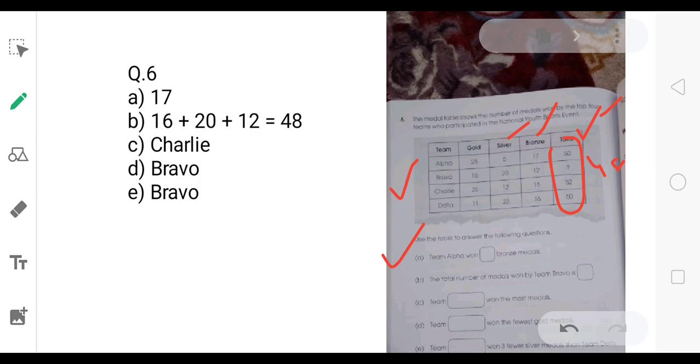Okay. Now question part C is saying Team Dash won the most medals. Which team won the most medals? That is Charlie, because it got 52 medals. Is it clear? Now part D. Team Dash won the fewest gold medals. Which team won the fewest gold medals? That is Delta.